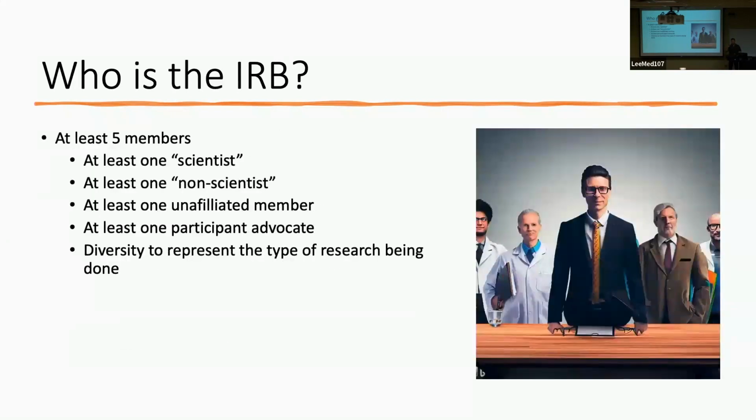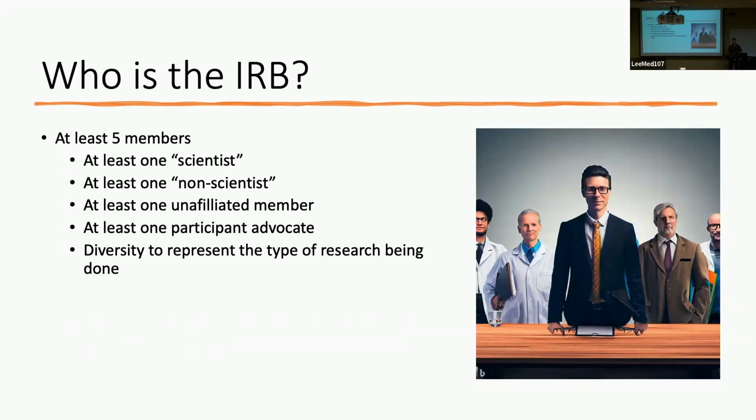So at least 5 members. Federal guidelines say you have to have at least 1 scientist, 1 non-scientist, 1 unaffiliated member, so someone who's not affiliated with the university or the research institute, 1 participant advocate, so this is someone to represent the interests of the research participant, and then diversity to represent the type of research being done.